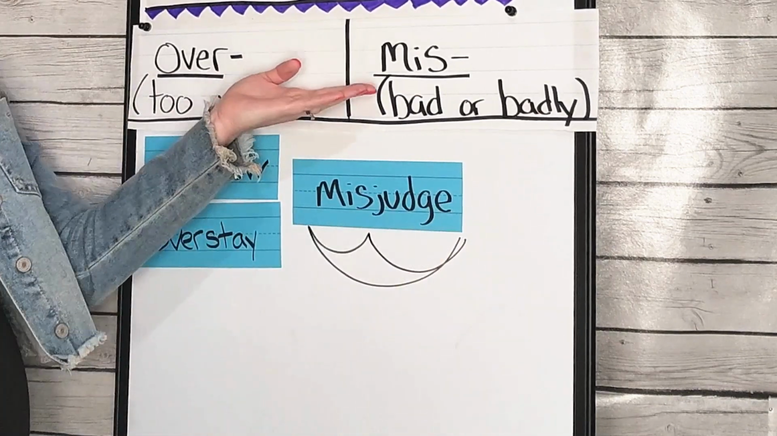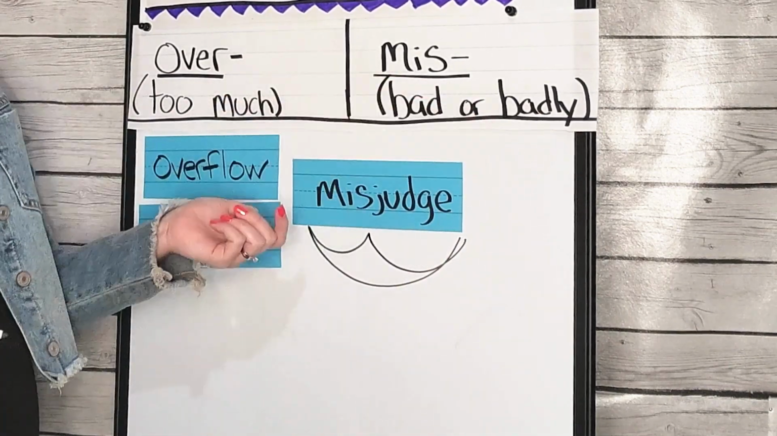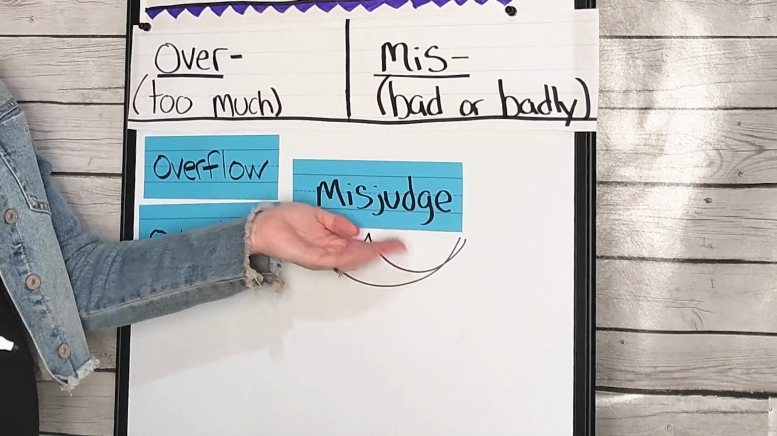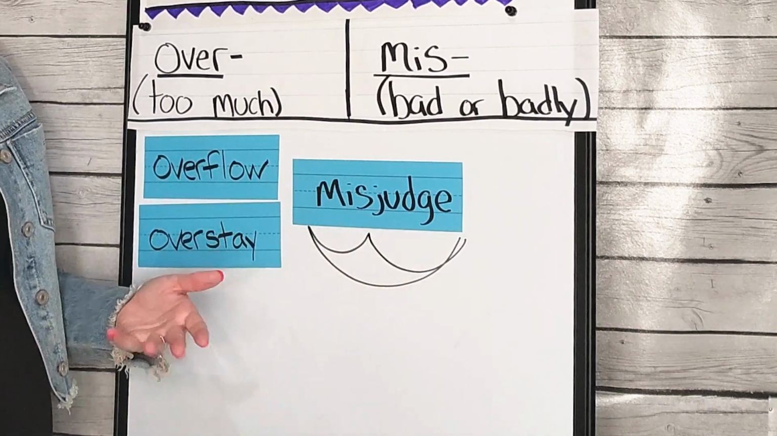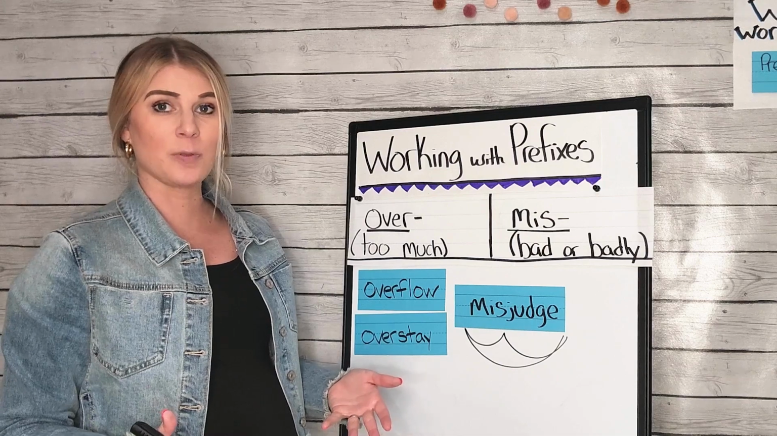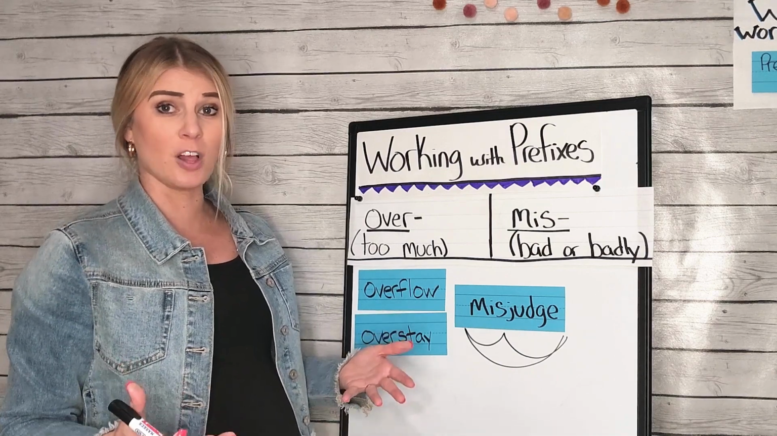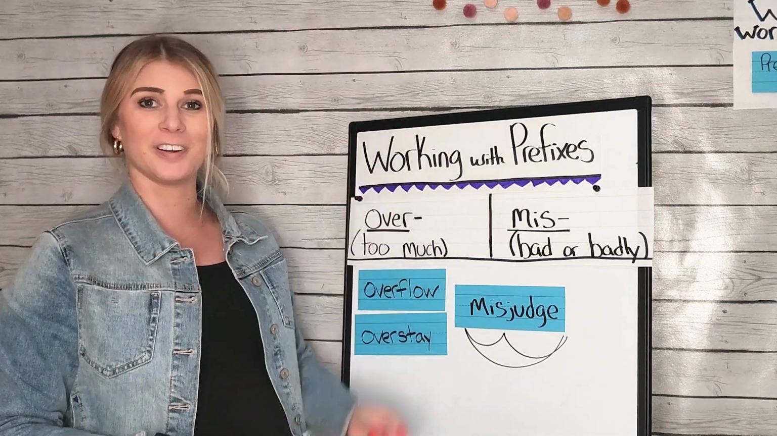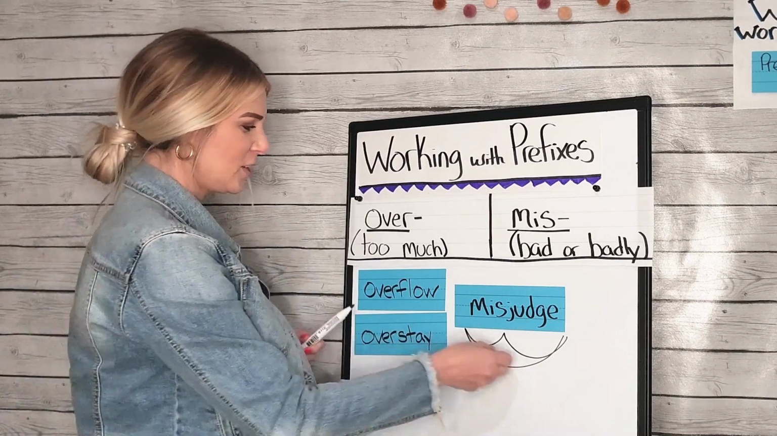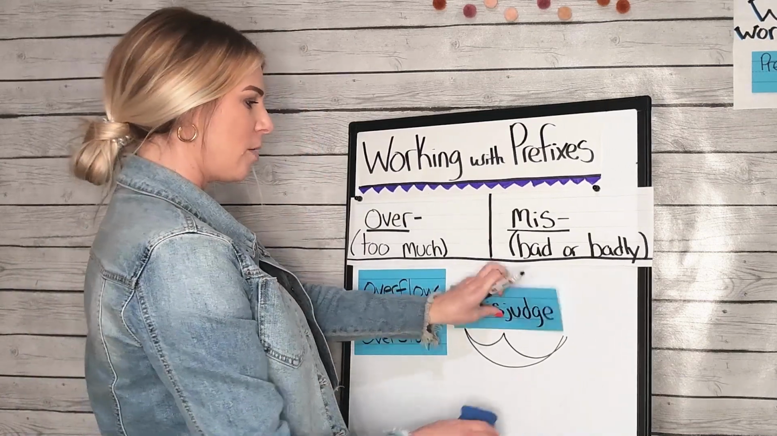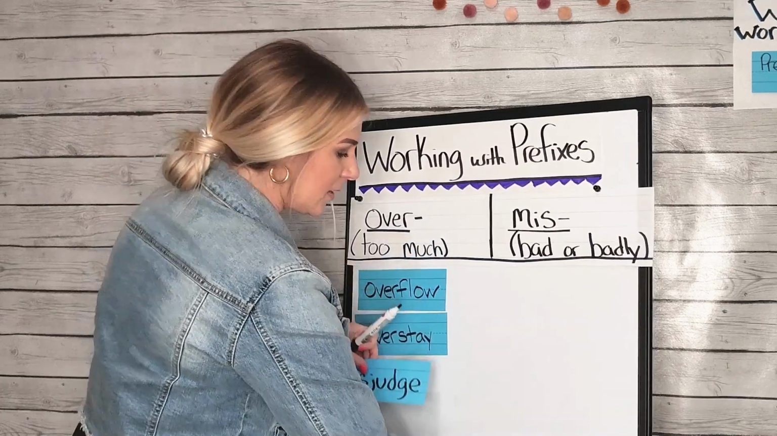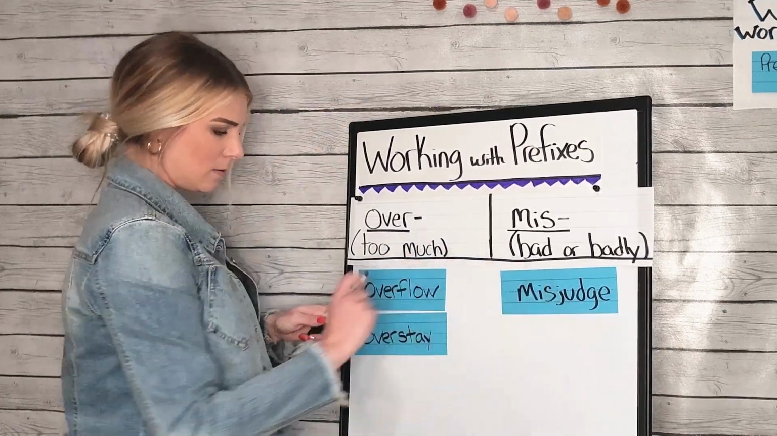Misjudge. The prefix miss means bad or badly, so the word misjudge must mean to judge something bad or badly. The baseball player misjudged the ball hit to him and it went right over his head. Misjudge. Let's put misjudge in our miss column, since that is the prefix we saw.